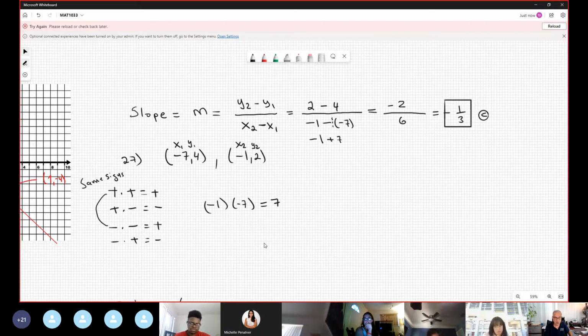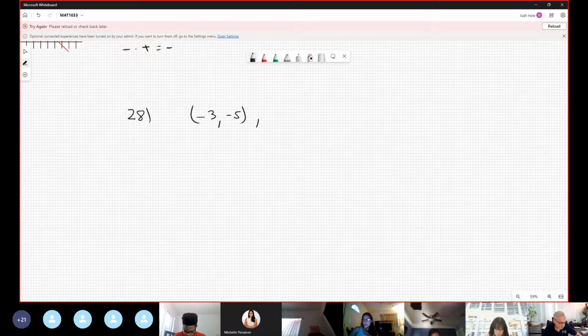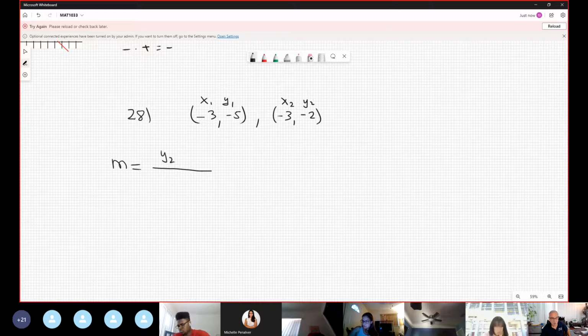Yes. Okay, let me erase this part. Okay, the point is given is minus 3, negative 5, comma, minus 3, negative 2. Just immediately you assign this component. This is my first point. This is x1, y1, and this is the second point, it's x2, y2. I'm plugging in my formula. The formula for the slope is y2 minus y1 over x2 minus x1.